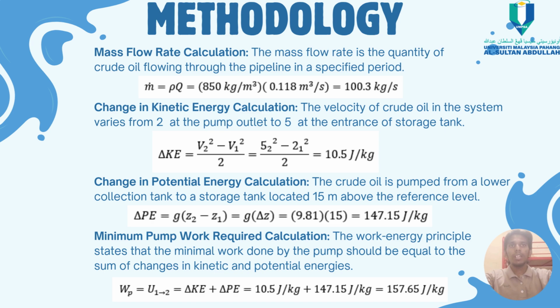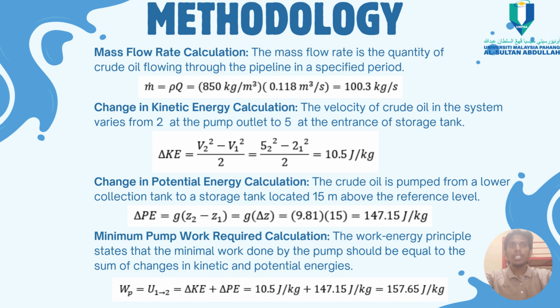The next one is the calculation of change in kinetic energy. As we substitute the values of V2 squared and V1 squared into the formula, we are going to get 10.5 joules per kilogram. This change in velocity results in the change in kinetic energy. Therefore, the kinetic energy change of the crude oil is 10.5 J per kilogram, which is a relatively small value, indicating that only a modest amount of energy is required to increase the fluid velocity within the system.